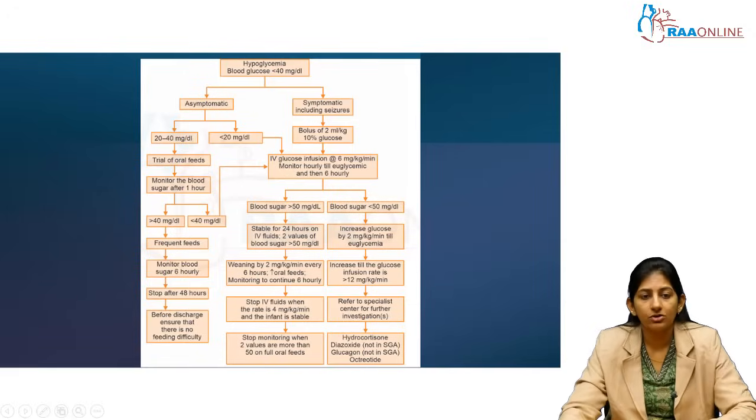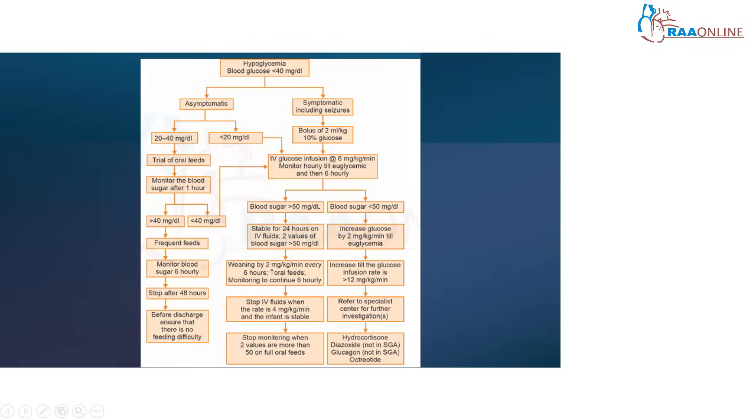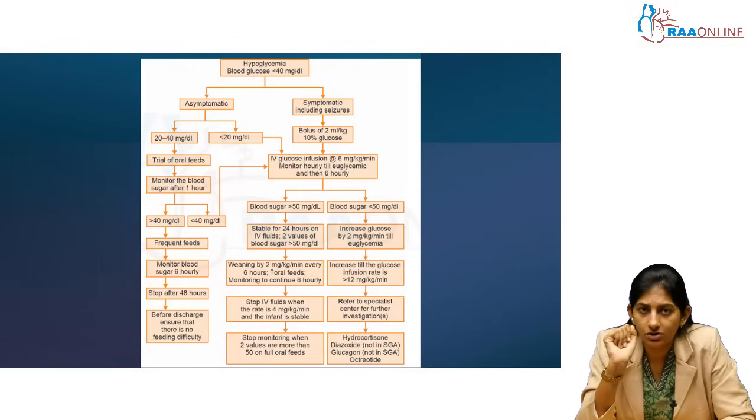So this is the protocol that we most of the time follow. So we will run through this. Okay. So you have measured the blood glucose level. If it is less than 40, so you get blood glucose level less than 40, or 40 or 45, it is still fine. You can use any of the levels and look for the symptoms. If there are symptoms, your protocol will change. If the baby is completely asymptomatic, your protocol is going to change.